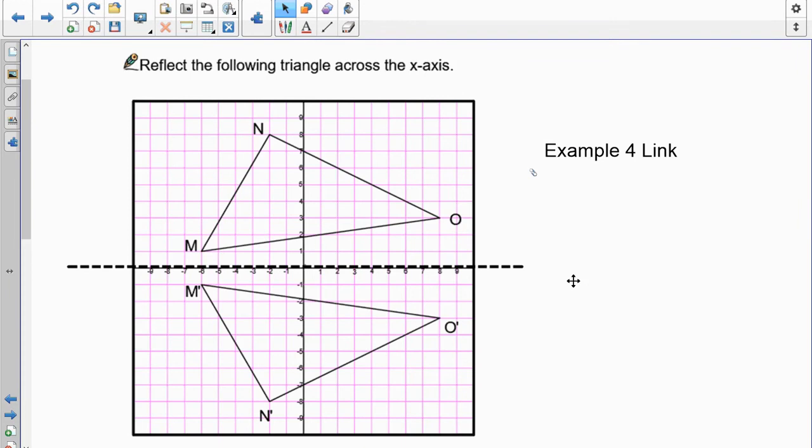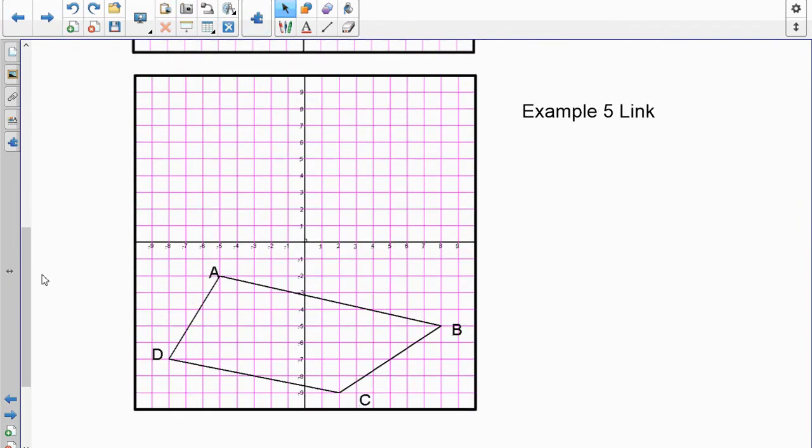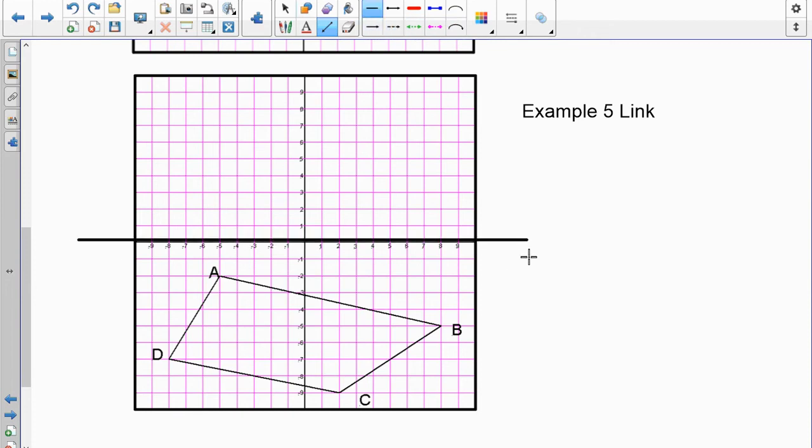Should look like that. Moving on to the next one down below here. I want you to do a vertical reflection, but I want to take it up over the x-axis. Your x-axis is going to be right here. All right, so pause the recording and do that right now, please.